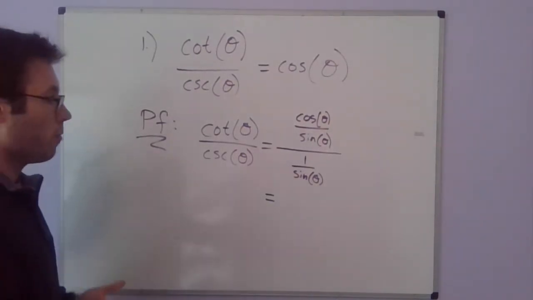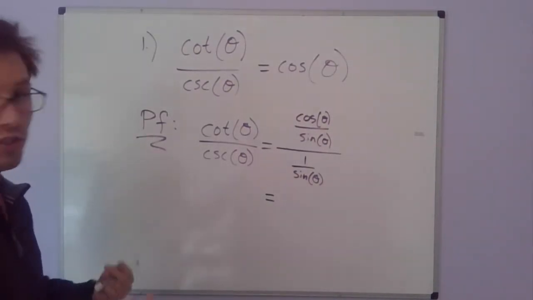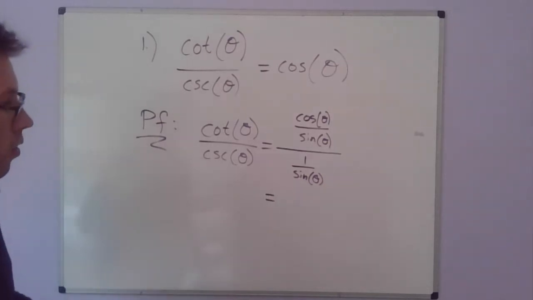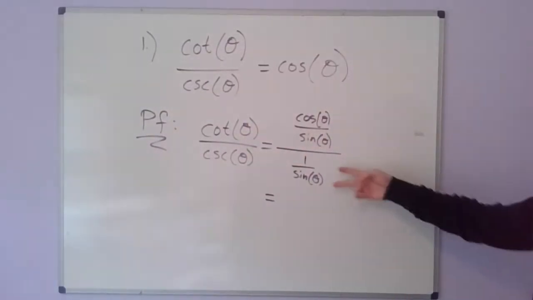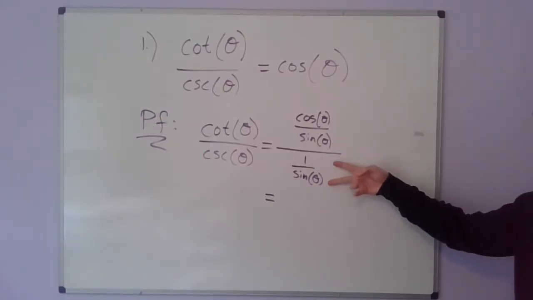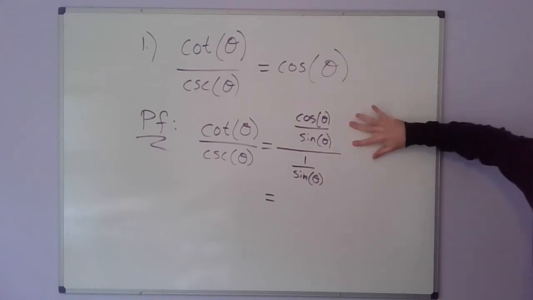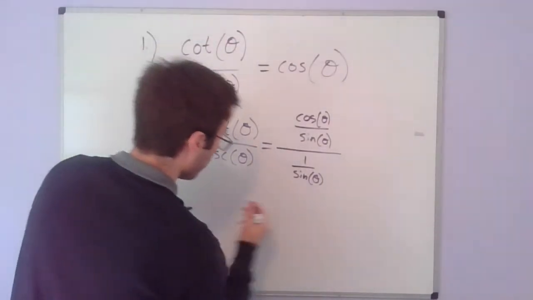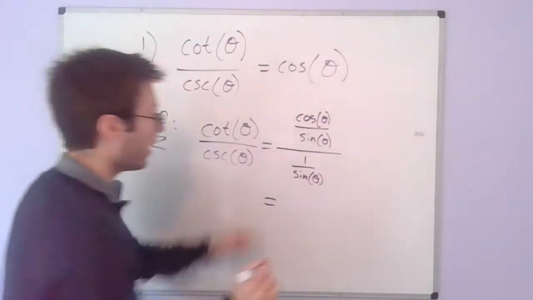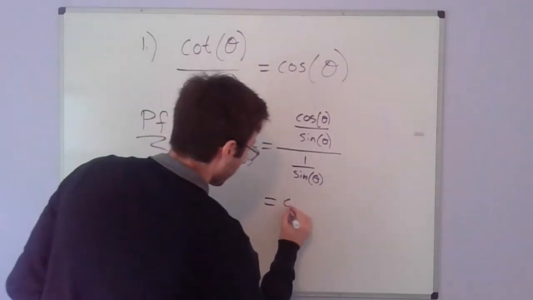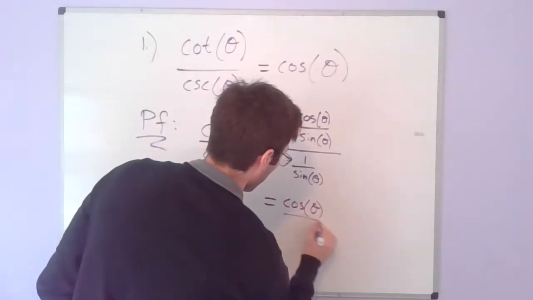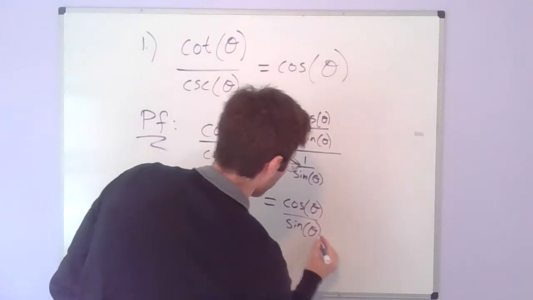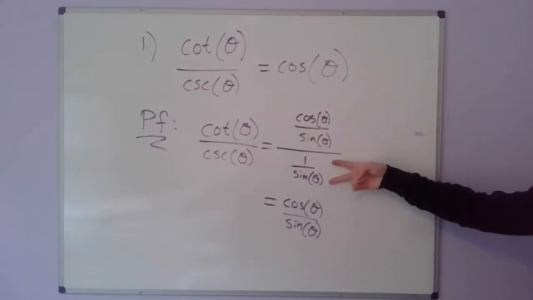Now what you can do at this point, it's just a fraction problem. So I see right here there's this 1 over sine of theta term in the denominator. What I can do is I can take it and I can flip it and multiply it on top. So in order to get to the next step, I'm going to rewrite the numerator. So I get cosine of theta over sine of theta. And right here in the denominator, I have 1 over sine of theta.